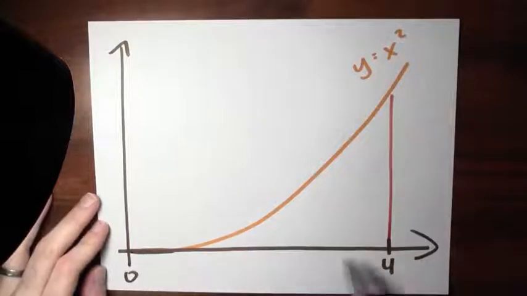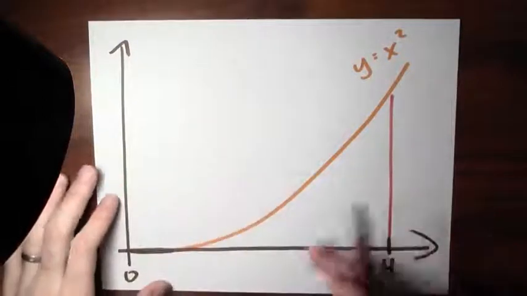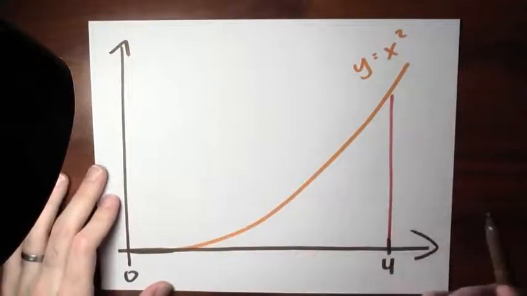Practically the only thing that I actually know the area of is rectangles. So I'm going to replace this curved region with an approximation by rectangles. The first step is to take that interval 0 to 4 and cut it up into some smaller pieces. Now I can cut the interval 0 to 4 up however I'd like. I'm just going to do it in one particular way.